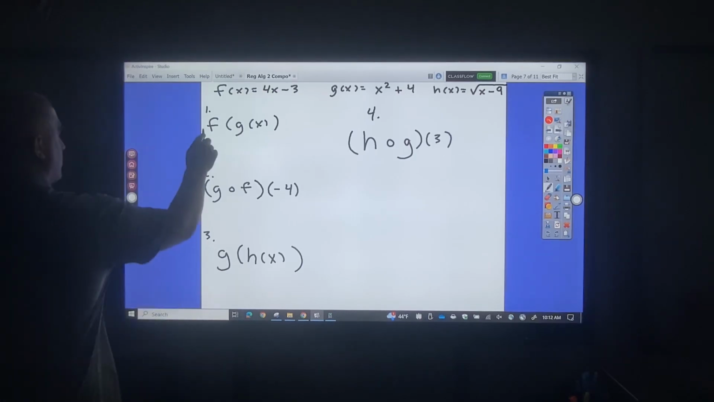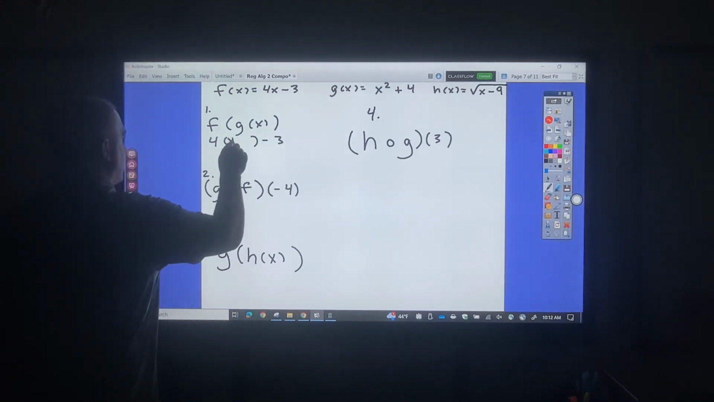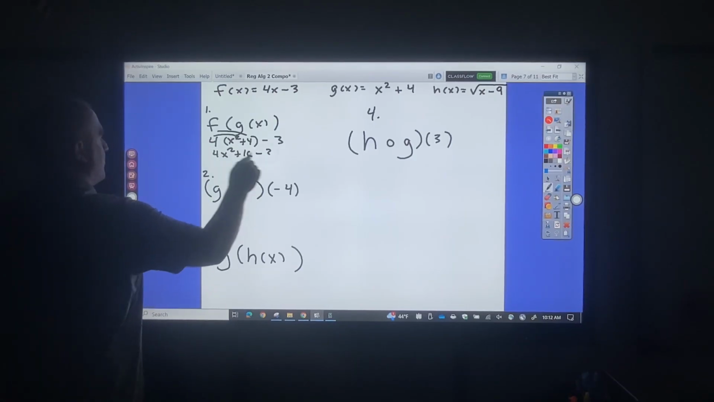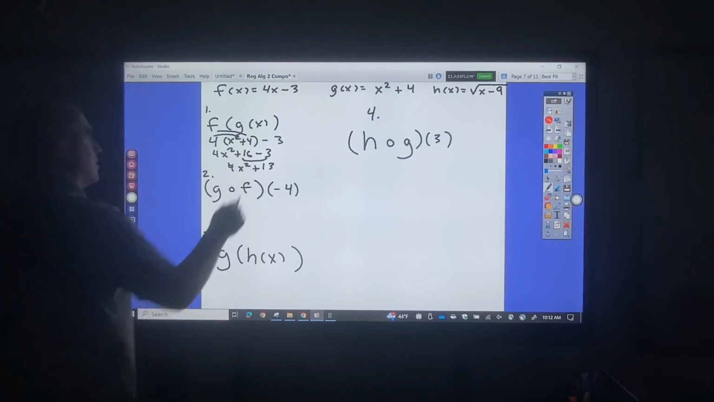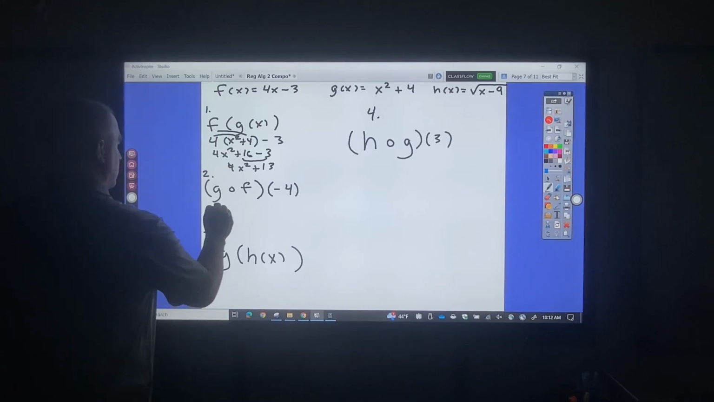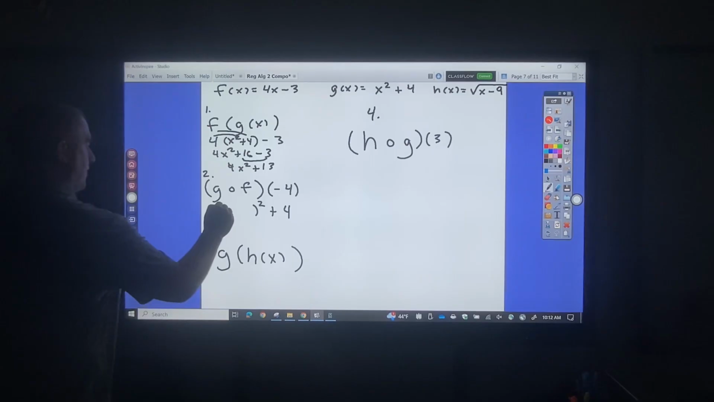Okay, so still start with F. Filling in the G. Now, since that's an X, I then just distribute. Combine my like terms. I can combine those. That's 4x squared plus 13. Okay, G function. F function.